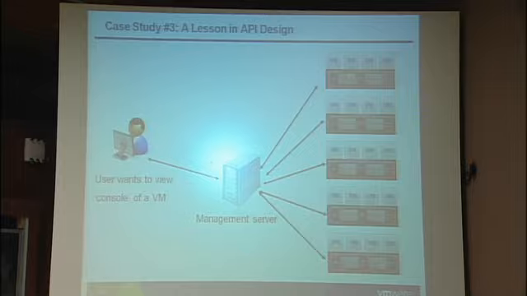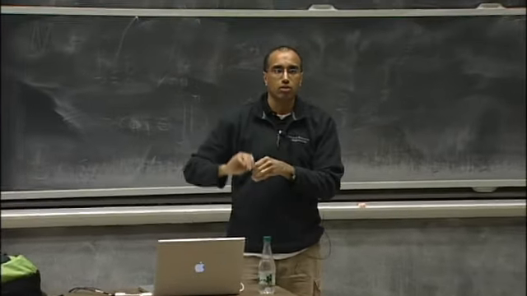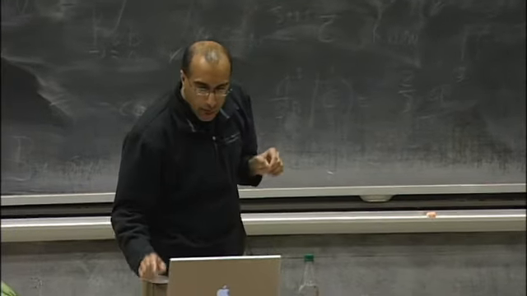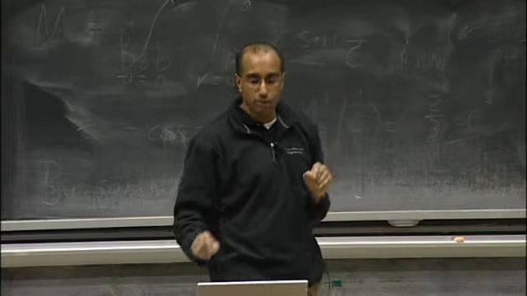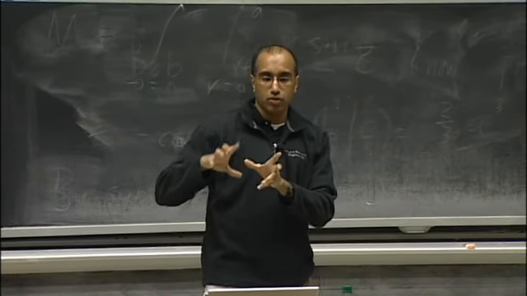So the idea is that the user wants to actually access his or her virtual machine. They're running a Linux virtual machine. They want to see its console so they can type at the console. Okay? Here's how that roughly works. And they want to see the console of the VM that I've circled. So the way it works is that this user talks to the management server.